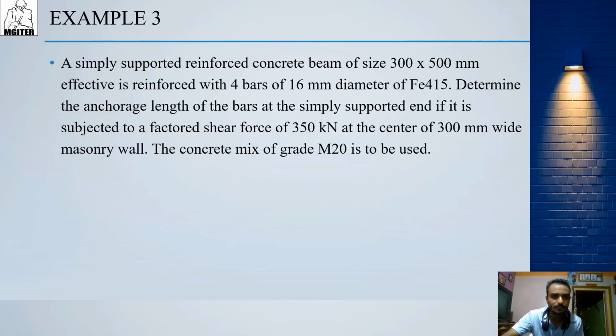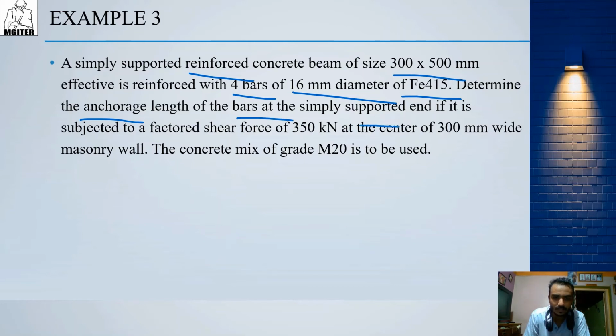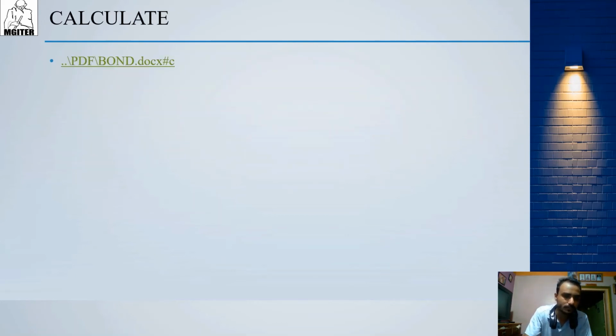Third example, I give it to you for practice. A simply supported reinforced concrete beam of size 300 by 500 mm effective is reinforced with 4 bars of 60 mm diameter and Fe415. Determine the anchorage length of the bar at a simply supported end if it is subjected to a factored shear force of 350 kN at the center of a 30 mm wide masonry wall. The concrete mix of grade M20 is to be used. These are the third example, so we start the calculation.